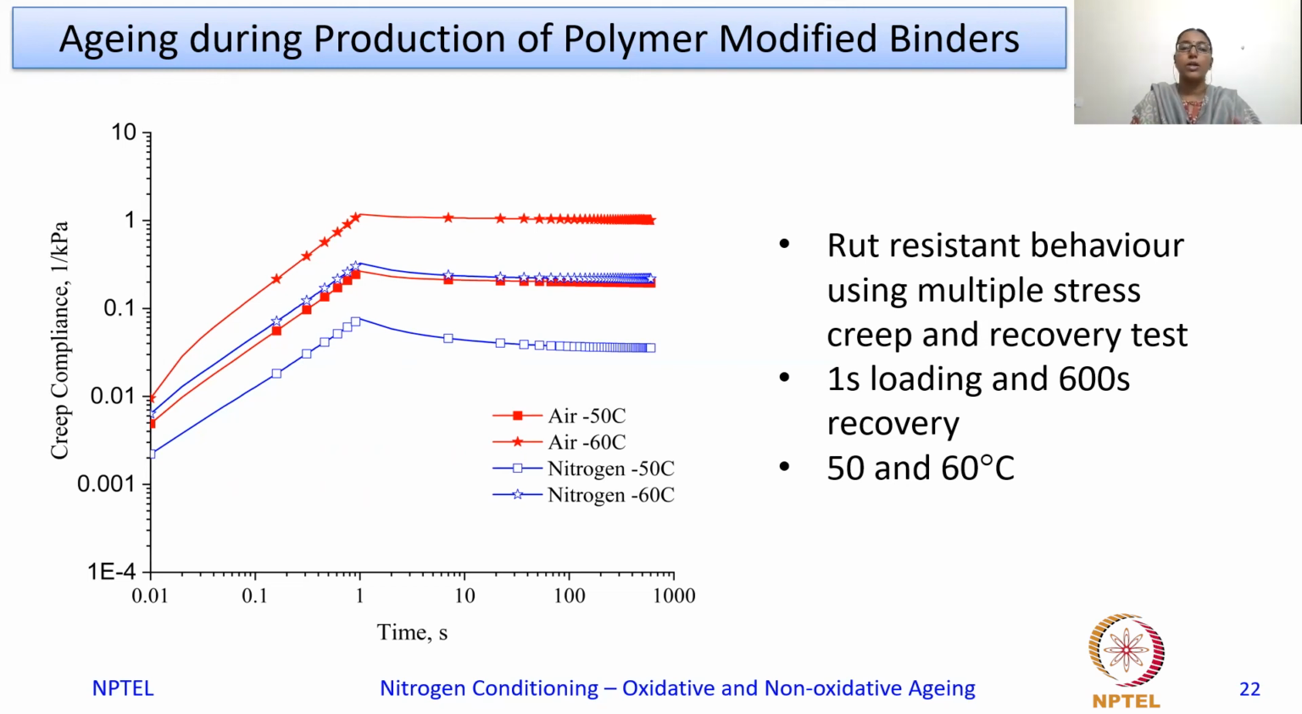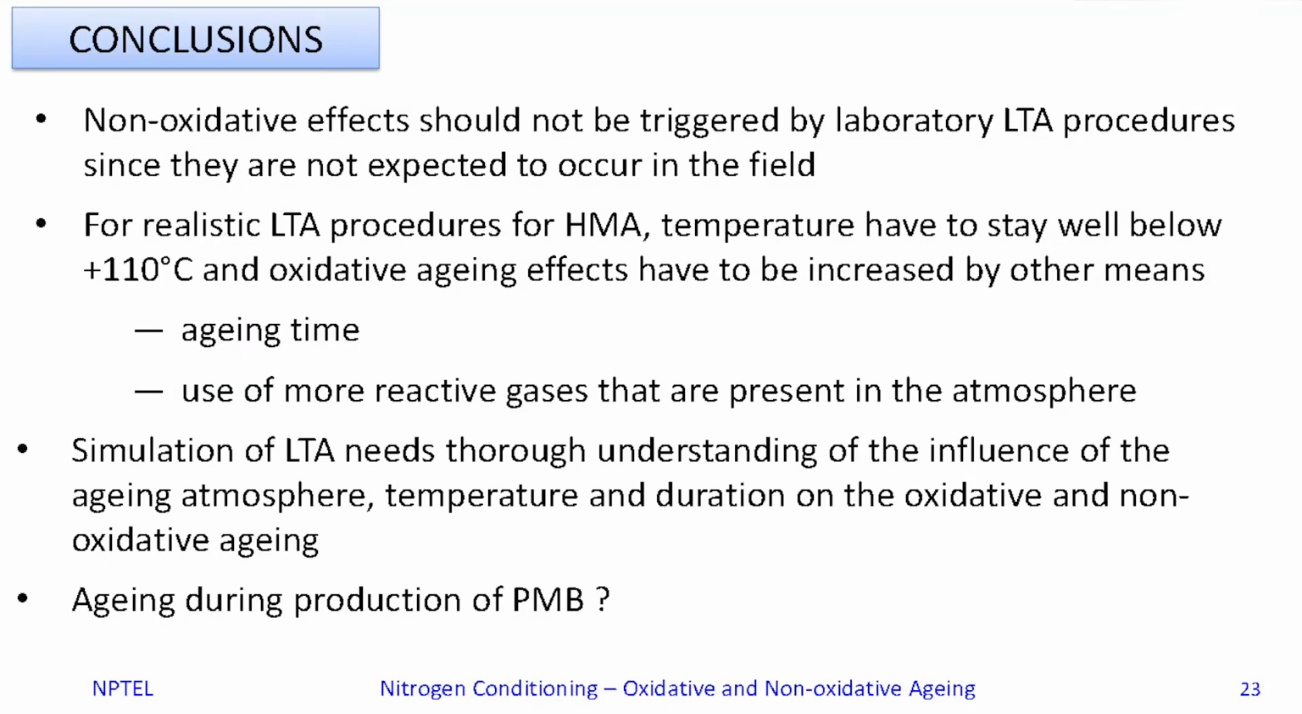The explanation is that during nitrogen conditioning there is no oxygen, so no oxidative aging is happening, and all the lighter components remain intact for the polymer to react and perform in the polymer modified binder. To conclude, this non-oxidative effect should not be triggered. Suppose you are talking about unmodified binders: when you want to simulate the long-term aging processes, the non-oxidative effect should not be triggered since it is not expected in the field. And for realistic long-term aging procedures, temperatures have to stay well below 110 degrees Celsius.